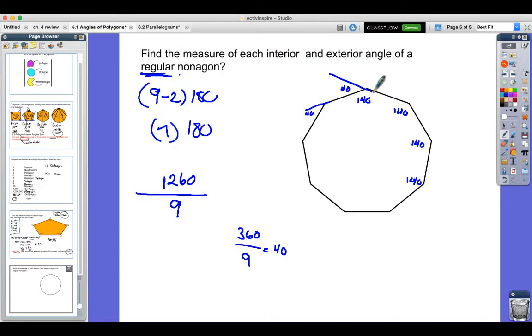But also, remember, these two together will always make 180. So we can take 180 minus the interior angle of 140, and we still get 40. Either one would be correct. So I want you to think of those both ways like that.